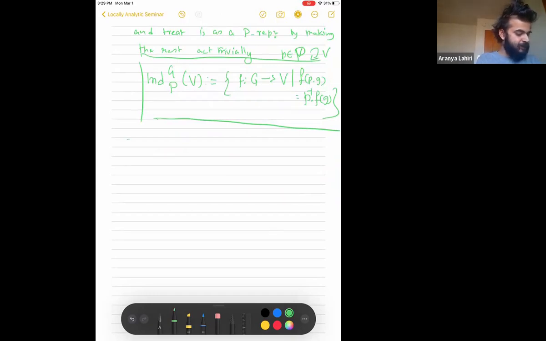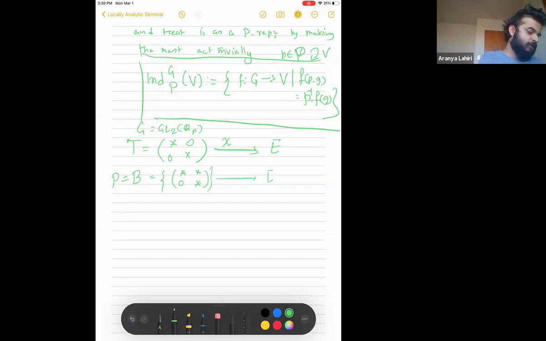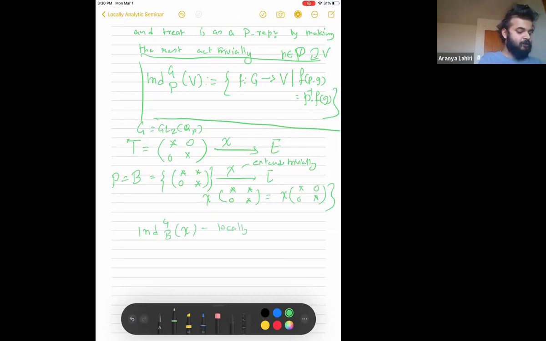Okay. So if you are looking at an example, let's say G is GL2 of Qp, T is the diagonal matrices. So let's look at a character chi, and then let's take P equal to B, which is upper triangular matrices. And then how does chi extend to this? Well, chi extends trivially. By that I mean chi of the matrix with star entries is the same as just this. And then you can look at the induction from B to G of chi. This is called the locally analytic principal series, and these are quite interesting objects in their own right.